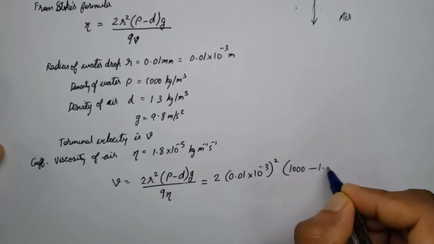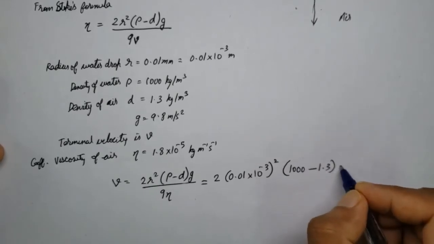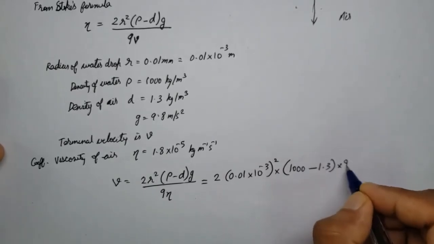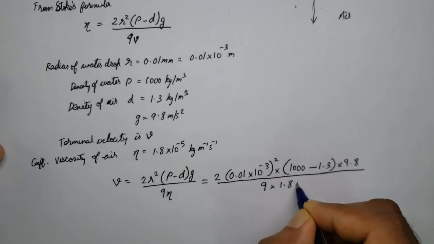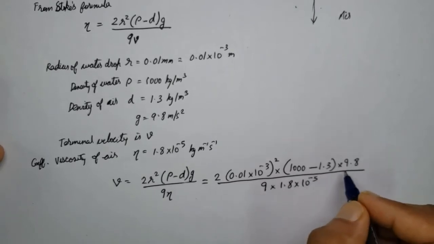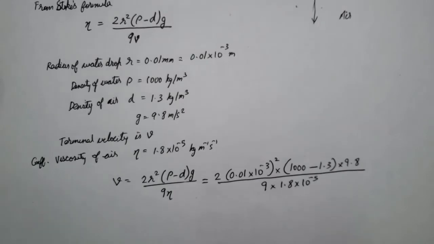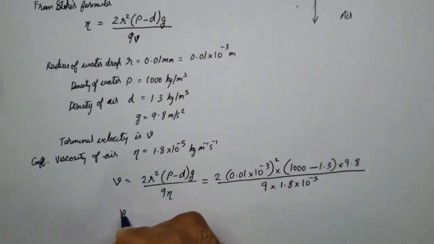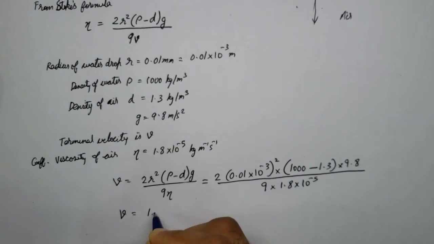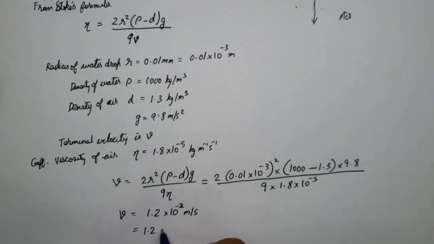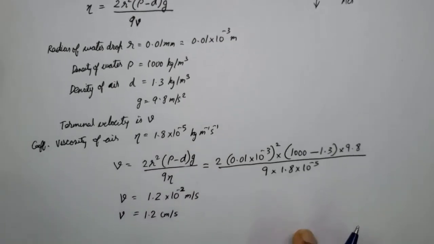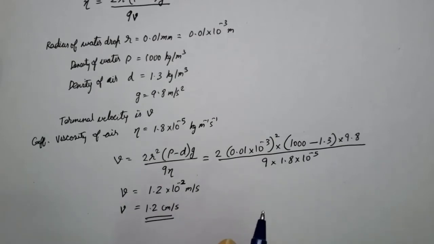1000 minus 1.3. Everything has to be converted to SI. So don't forget to convert into SI, into 9.8 whole divided by 9 into 1.8 into 10 power minus 5. If you make the substitution, then you should get value of V equal to 1.2 into 10 power minus 2 meter per second, or that is also equal to 1.2 centimeter per second. That's the terminal velocity of water droplet or raindrop.